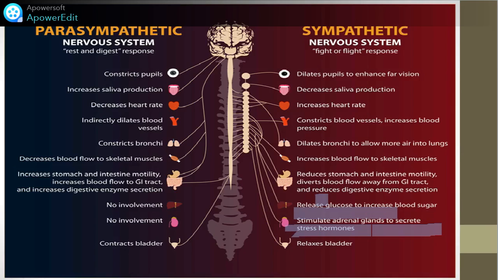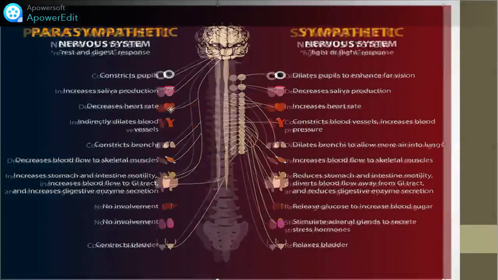This image shows us the different actions of sympathetic and parasympathetic system. So it is very easy to remember as their actions are opposite. In case of sympathetic, there is dilation of pupil, while in parasympathetic system pupil constricts. Increase in saliva production, decrease in saliva production. Increase in heart rate, decrease in heart rate.